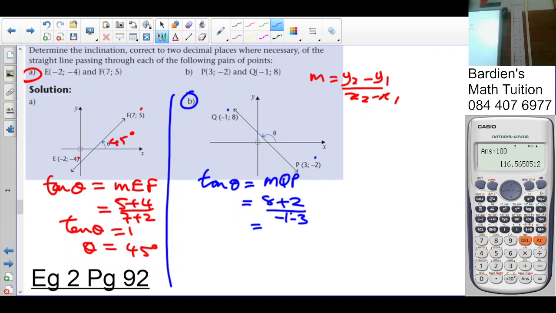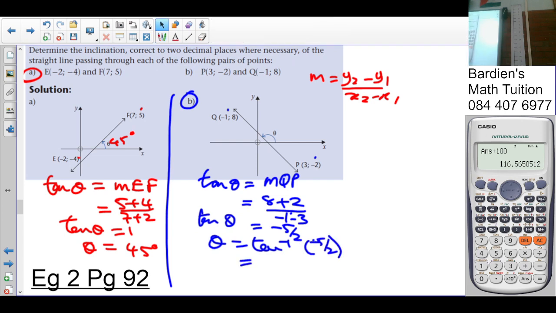So that gives me a gradient of 10 over negative 4, which is negative 5 over 2. I don't have to simplify it. So what do I say? Theta is equal to arctan of negative 5 over 2, which is negative 68.2. So what do I do? Add 180 to it.